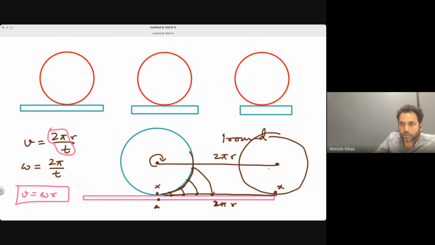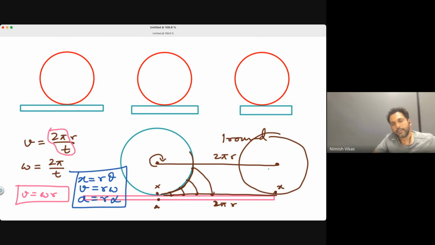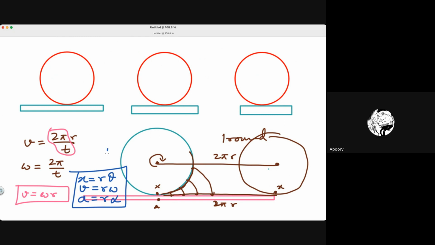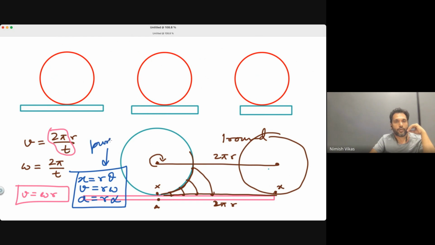The distance gone forward is x equal to r theta. When you differentiate both sides, dx by dt is equal to r d theta by dt, which gives you v is equal to r omega. Differentiate again, and what do you get? Acceleration is equal to r alpha. Is that clear? This is again the basics of pure rolling, no slipping or sliding.